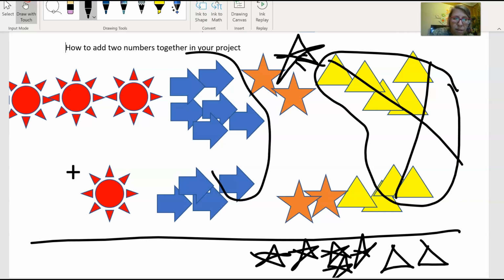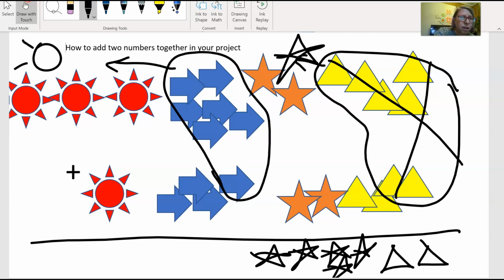Here's 7 of these arrows, and I'm going to trade 7 arrows for a sun. And there we go. And I have 3 arrows left. Oh, I can't draw an arrow. I will try harder. 3 arrows left. Demented arrow. Trust me, there are 3 arrows down there.